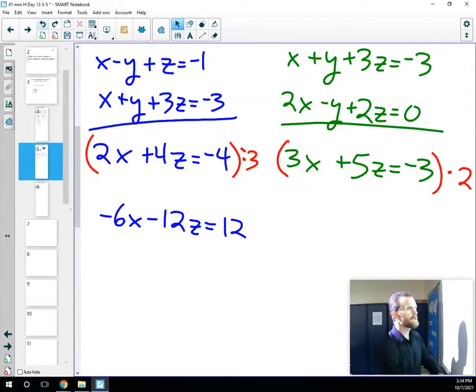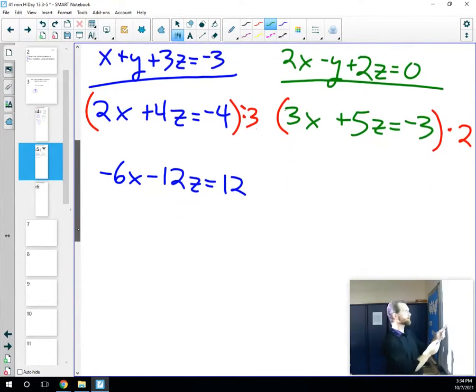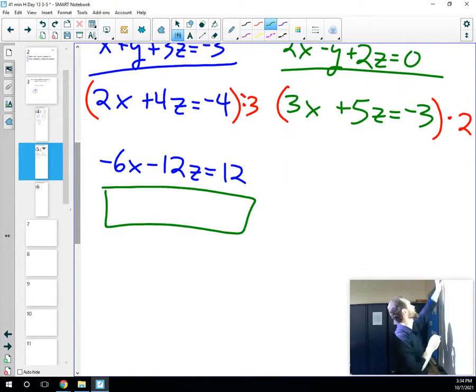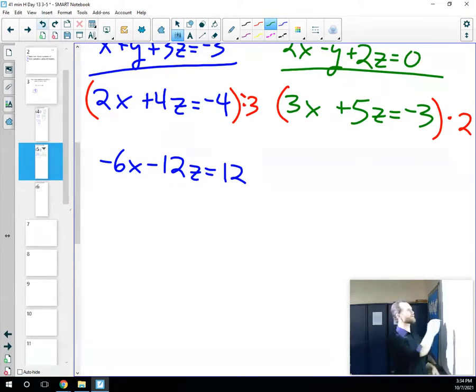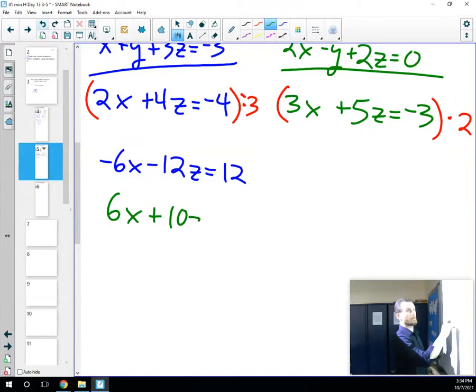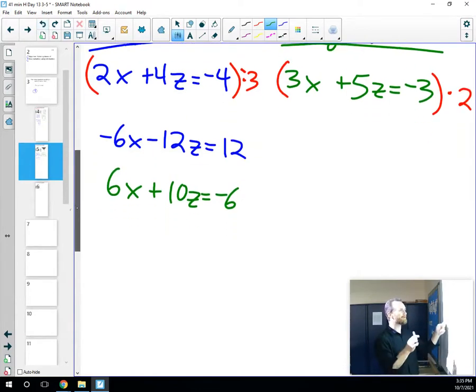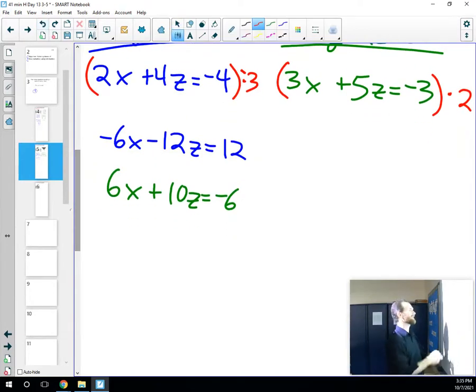Okay, that looks good. Now we distribute with the green, and I'm going to put that right under the blue just so we're ready to eliminate. Let's see, 2 times 3 is 6x plus 10z equals negative 6. I'm going to double check the signs one more time. Positive 6, positive 10, negative 6. There's nothing worse than spending 10 minutes doing one of these problems and then realizing you made a sign mistake 8 minutes ago. So I always try to be real careful with my signs.